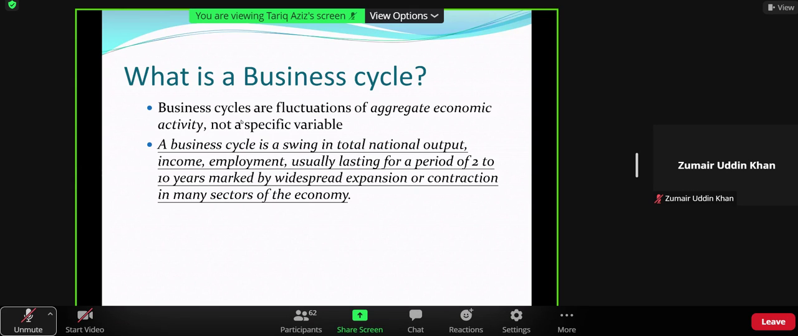Business cycles are fluctuations of aggregate economic activity, not of a specific variable. So this word is not used for any particular specific variable, but for the whole economic activity. I mean, for the aggregate economic activity, the whole economy-wide indicators are used to identify the business cycle.